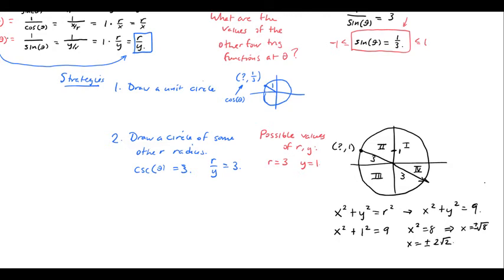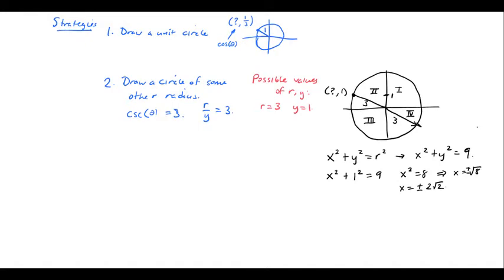And in this case, because I'm in quadrant 2, running out of space to write here. There we go. Let's write this in a different color. Because theta is in quadrant 2, x must be negative. So x has to be the negative 2 square roots of 2.